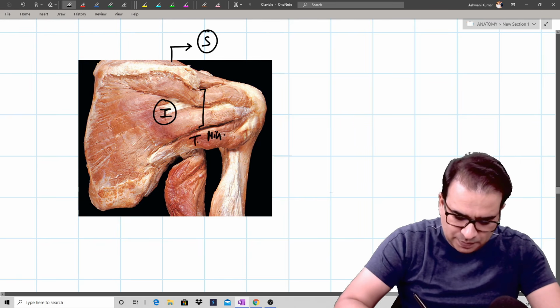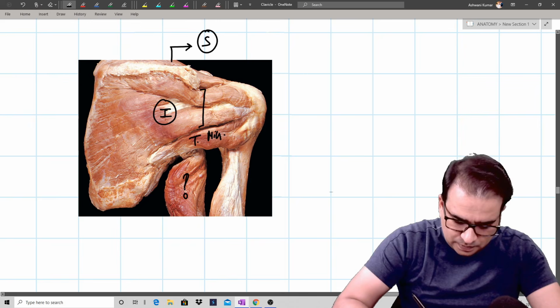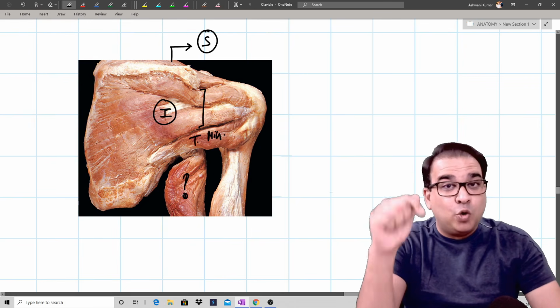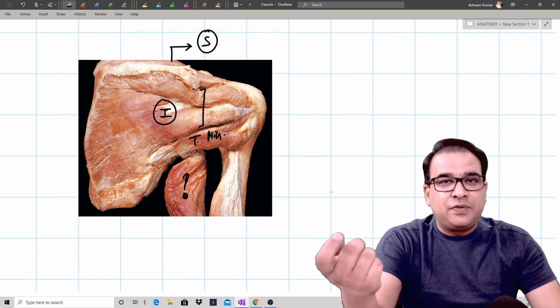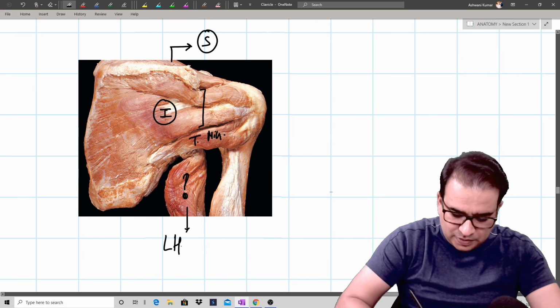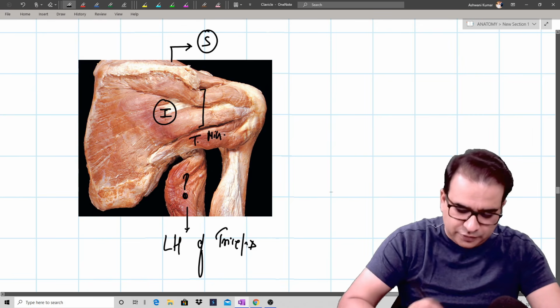Any guesses what muscle this would be? This one. Now what you can see, this muscle is coming from the glenoid cavity, but the lower part of the glenoid cavity. So it is the infraglenoid tubercle, and that's why it is the only head of triceps coming from the scapula, that is the long head. It's a long head of triceps.